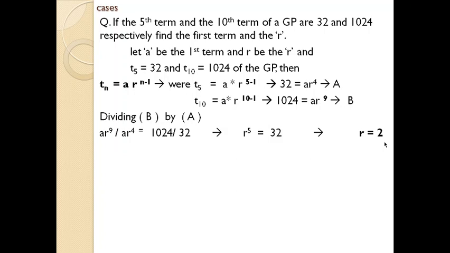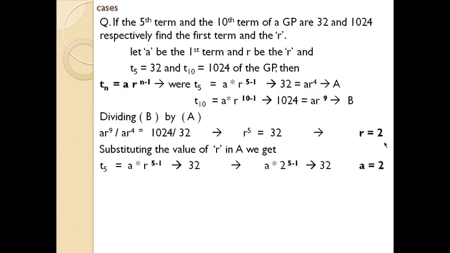So remember, whenever this type of question comes, you need to find equations A and B, followed by dividing the equations, and you will get the value of r. Next, by substituting the value of r in any of the equations, that's up to you, you will get a. Here we substitute r in equation A, so t5 equal to a into r^(5 minus 1) equal to 32, whereby a into 2^(5 minus 1) equal to 32, and finally a equal to 2.